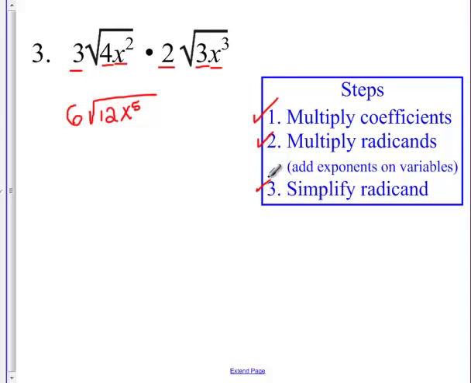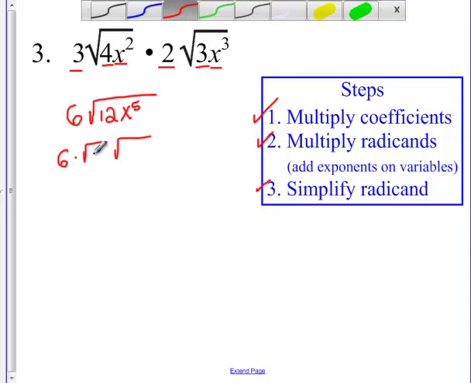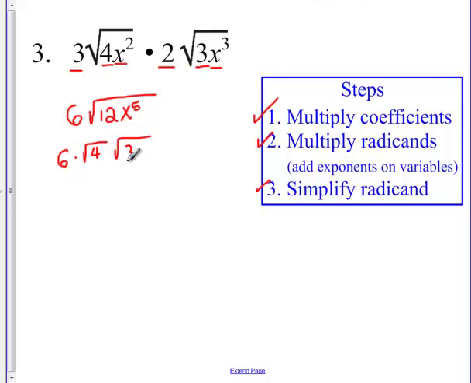Now I'm going to simplify the radicand, or what's under the radical sign. So the 6 stays out in front here. I'm going to take this 12 and break it down into, oops, sorry, I was getting ahead of myself there. I'm going to break it down into 4 times 3. Now the x to the 5th, I want to pick out the biggest perfect square in x to the 5th, and that would be x to the 4th, and that would leave x left over.